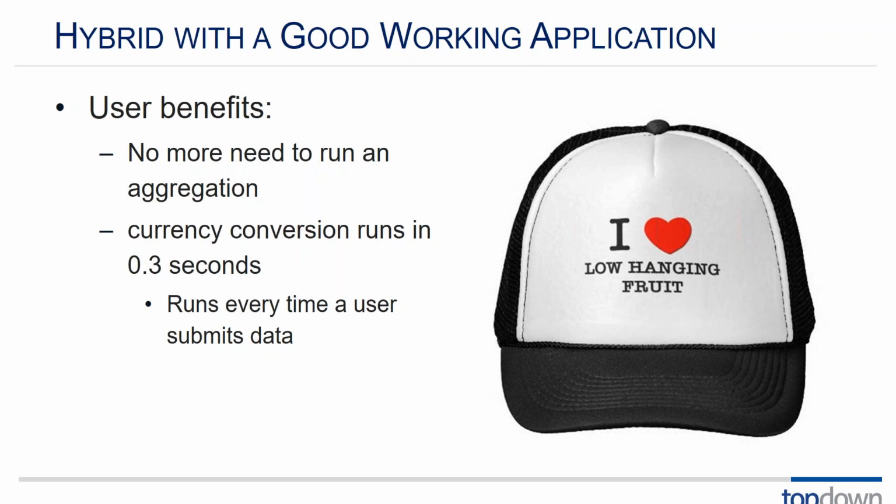No need to run an aggregation. The currency conversion runs in 0.3 seconds. So every time the user submits data, I run the calculation, and there is no need, like in the task list, to have one task to enter data, one task for currency conversion, one task to aggregate. It's all in one. You only have one form. You enter your data, you're done. So that's definitely a low-hanging fruit.